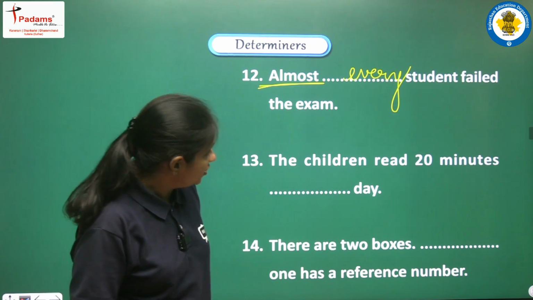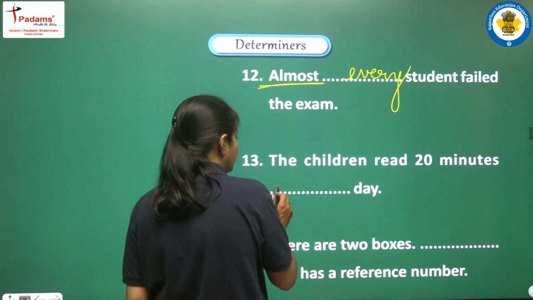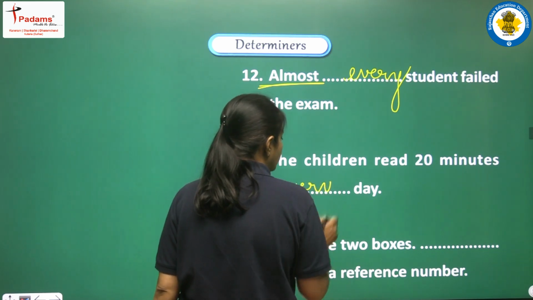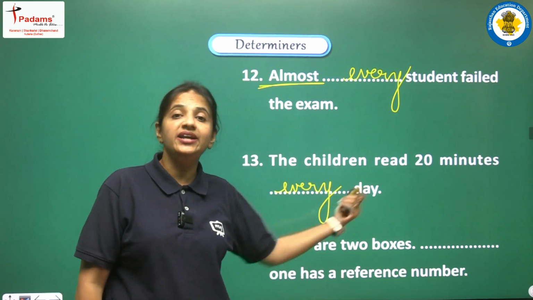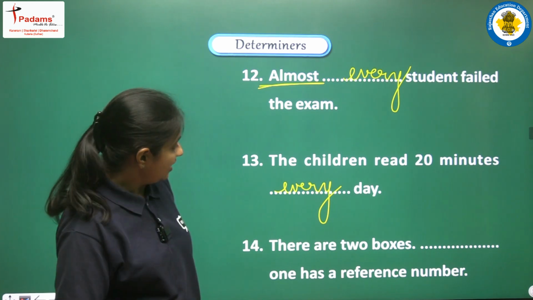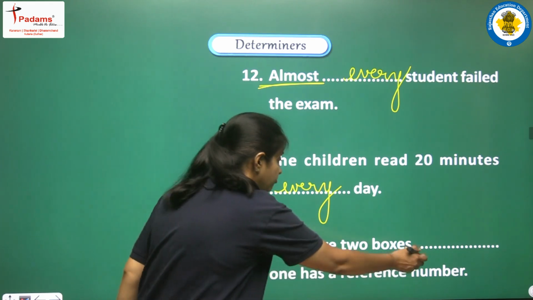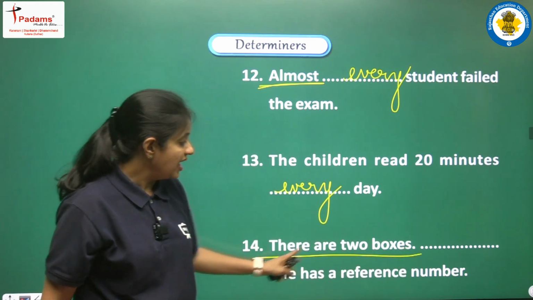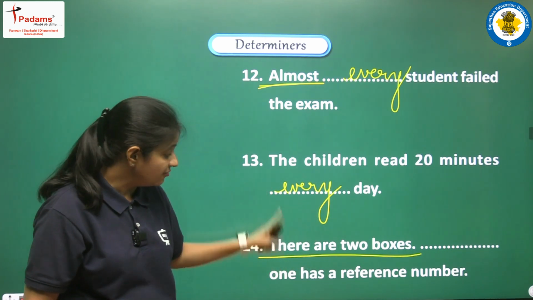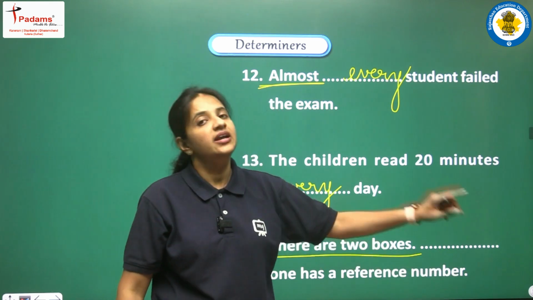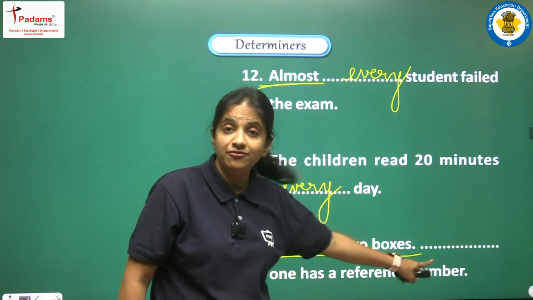Moving on, the children read 20 minutes a day. So here we are talking about one very general thing. We are talking about one frequency. We can say that children read 20 minutes every day. Next is, there are two boxes. One has a reference number. So here first of all we are saying this thing that we are having two boxes, right? So there are two boxes. Next we are saying that one has a reference number. It means दो बॉक्स हैं और दोनों ही बॉक्सेस पे क्या है, एक एक रेफरेंस नंबर है.